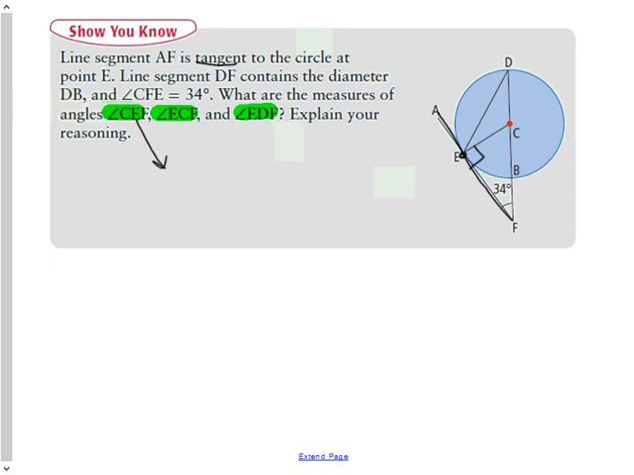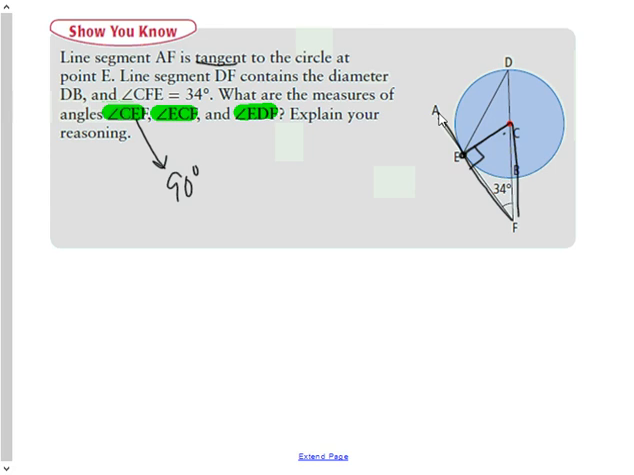What is angle CEF? Well, because it's tangent, that means it's 90 degrees. So I have my first one solved. The second one it asks you for is ECF. So start at E, go to C, go to F. It's that angle right there. How many degrees is that?